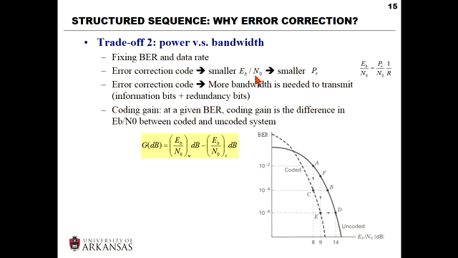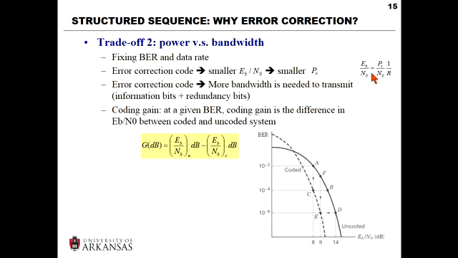Because of the redundancy, we only need a smaller Eb/N0 to achieve the same performance. If we look at this equation again, we have the parameters Eb/N0, PR and R. N0 is always a constant, and we also fix R.